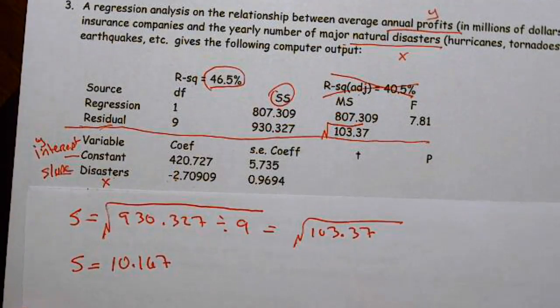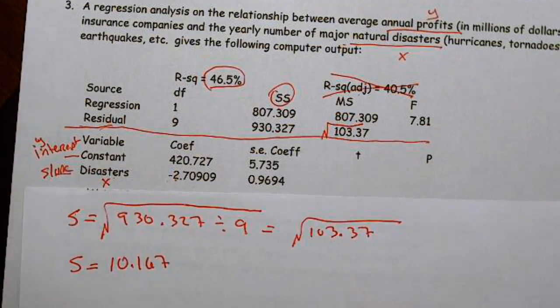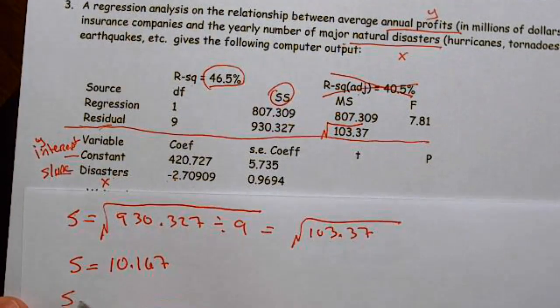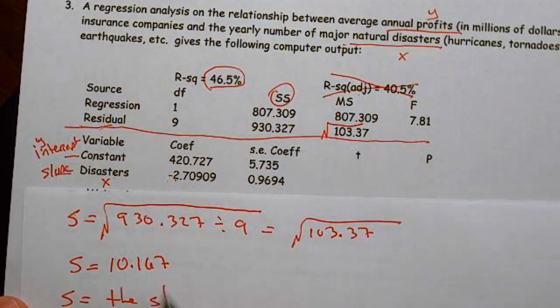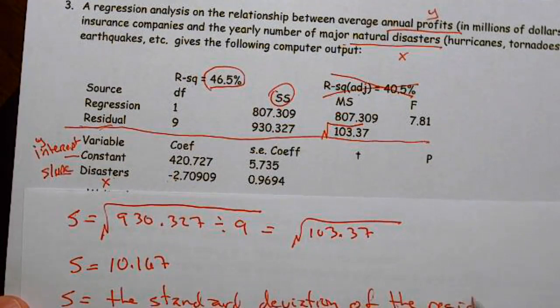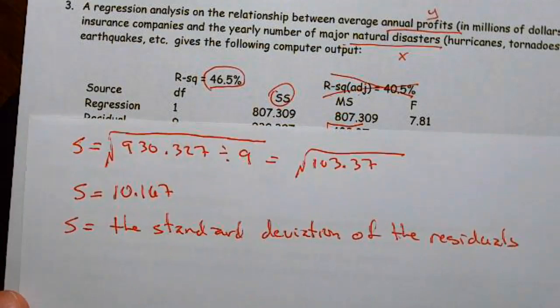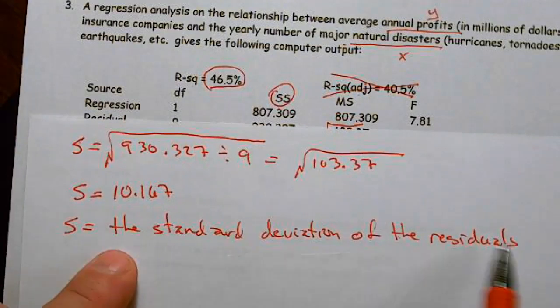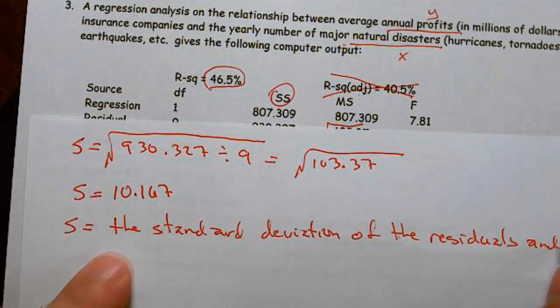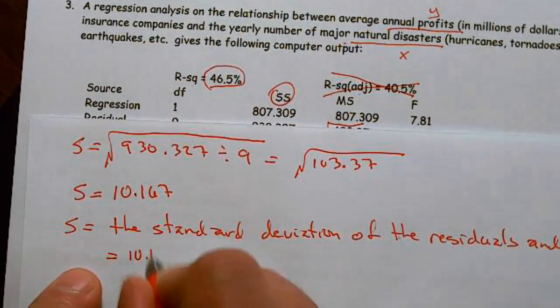Okay, now this is the one that has kind of a long sentence with it, all right? S equals the standard deviation of residuals. Now that's not going to get you a whole lot of points, but at least it lets the reader know that you know what S stands for, all right? And you calculated it correctly. And so S equals the standard deviation of the residuals and equals 10.167.